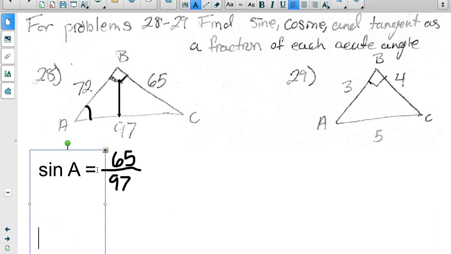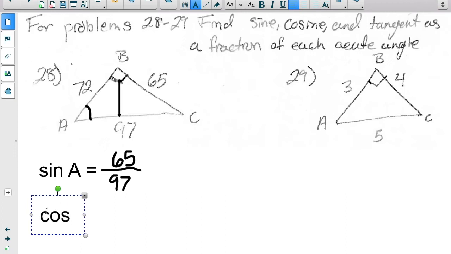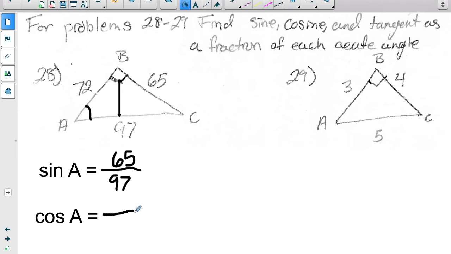Now the next one we have is cosine of angle A. Cosine is adjacent over the hypotenuse, and again the hypotenuse is still 97 because the hypotenuse is always opposite the right angle. Now again, looking back at angle A, the side adjacent to it, well, 65 is opposite because it's farthest away. So the adjacent side, the one closer to it, would be 72. So for cosine, adjacent would be 72 over 97.